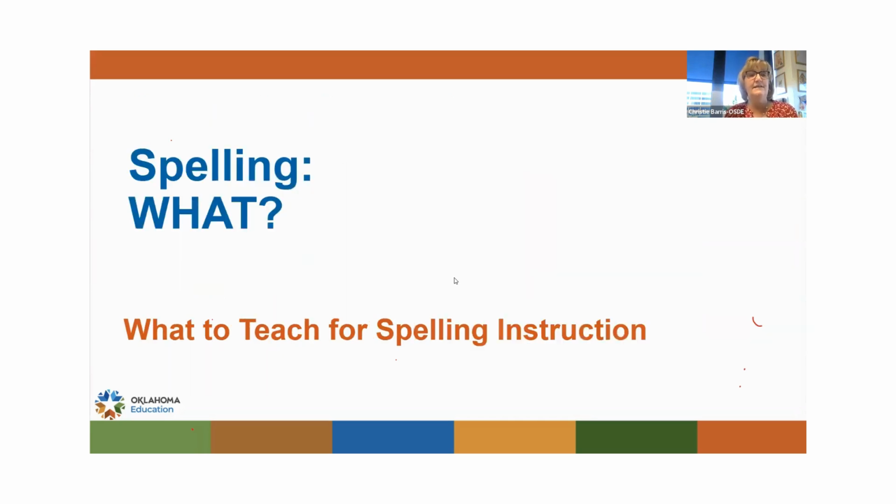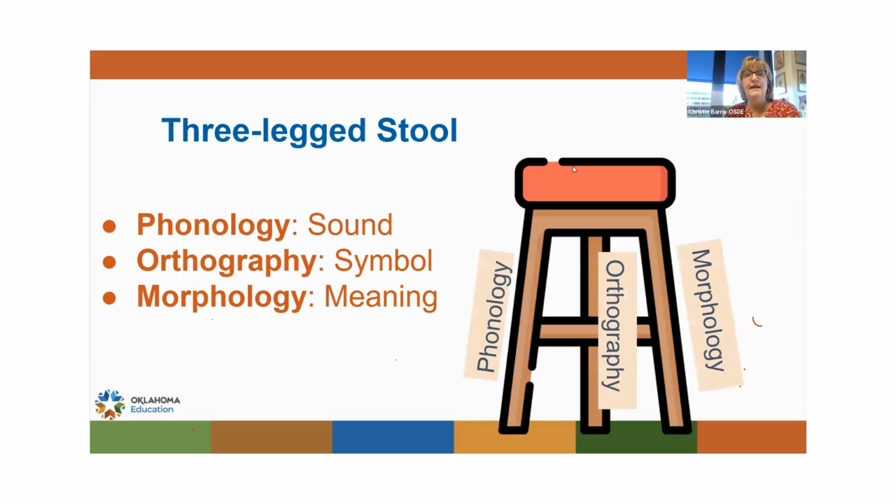So what do we need to teach? Well, we talked about it a little bit at the beginning, but I think of it as a three-legged stool. And we have to have all three legs to be able to sit on that stool. So the phonology is the sounds of the letters. The orthography is the symbols that go with those letters. And then morphology is the meaning, which we get into at those little bit higher grades.